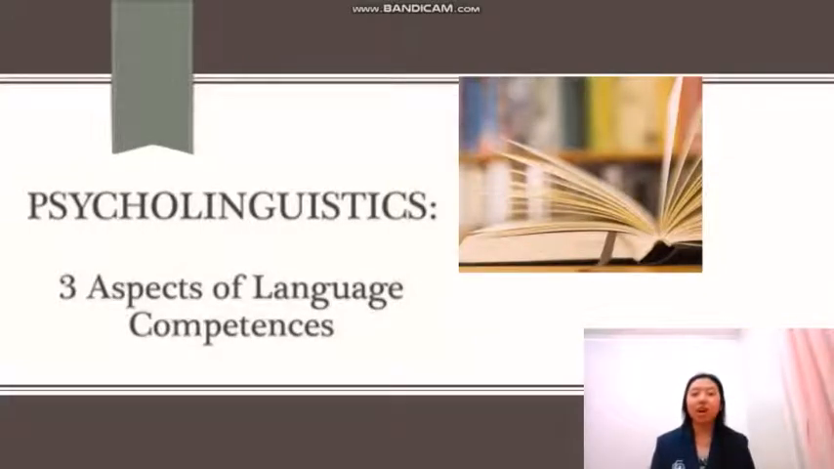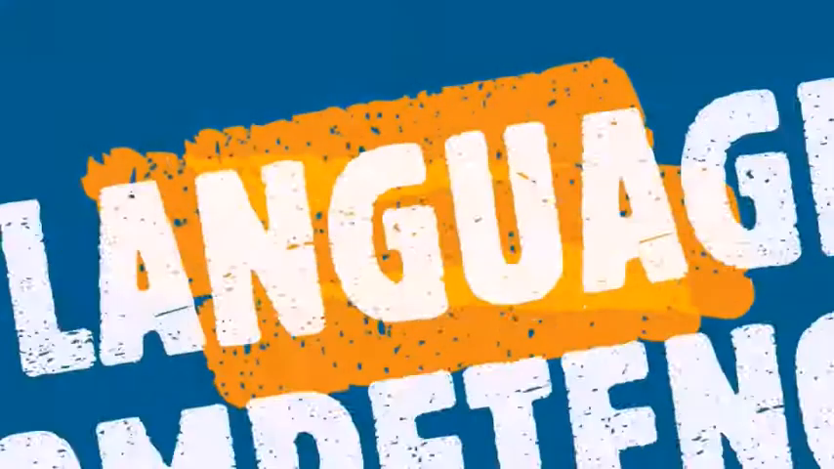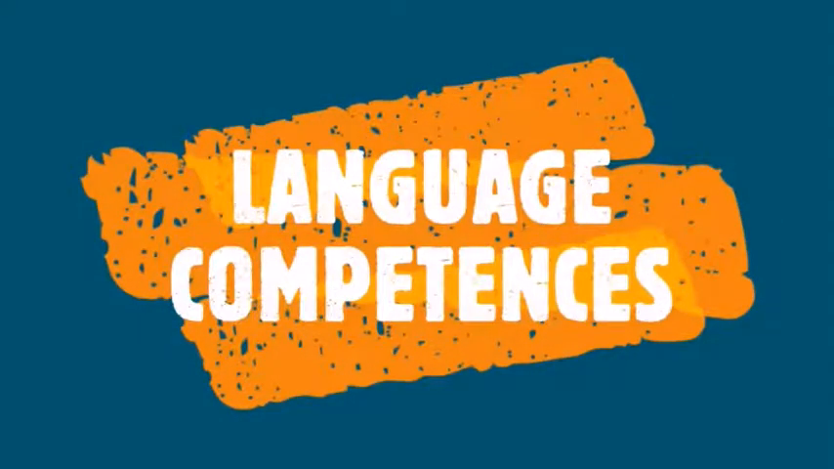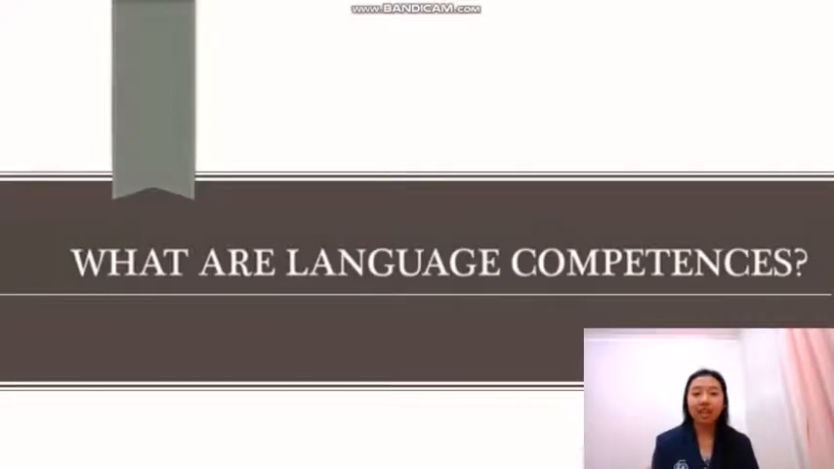In this video, I'm going to talk about a subtopic of psycholinguistics, which is the three aspects of language competences. Language competence is the study of how we use a language unconsciously. When we say that we use a language unconsciously, it means that we have mastered that language. So language competence is the study of the processes of how humans acquire or master a language.